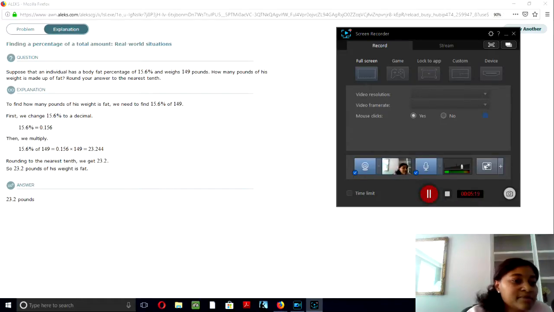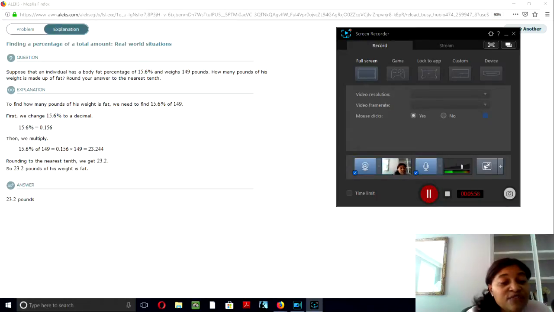Okay, the next problem requires us to find the percentage of a total amount in a real situation. So the question asks, suppose that an individual has a body fat percentage of 15.6% and weighs 149 pounds. How many pounds of his weight is made up of fat? Round to the nearest tenth. To find how many pounds of his weight is fat, we need to find 15.6% of 149.